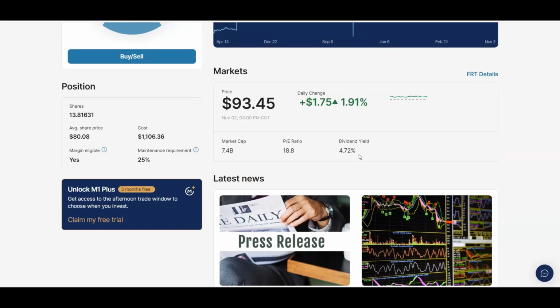And I'm actually shocked to see their dividend yield. I didn't realize it was close to 5%, 4.72%. FRT has decent dividend growth rate, but I would say FRT, it's one of the safer stocks I've owned, and it's performed really well. And with that high dividend yield, I believe I should start investing in that stock too.